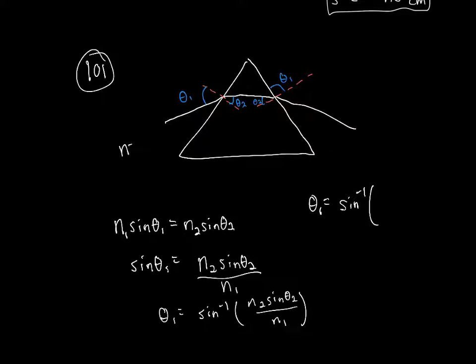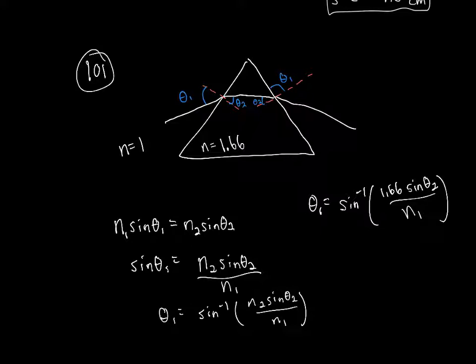So we're going from air. What's the index of refraction of air? 1. And I'm going into flint glass. What's the index of refraction of flint glass? More than 1. 1.66. How do I know that? I'm a physicist. I know everything. And they gave it to you in the problem. So I can plug in N2 is 1.66, sine of theta 2 over N1.